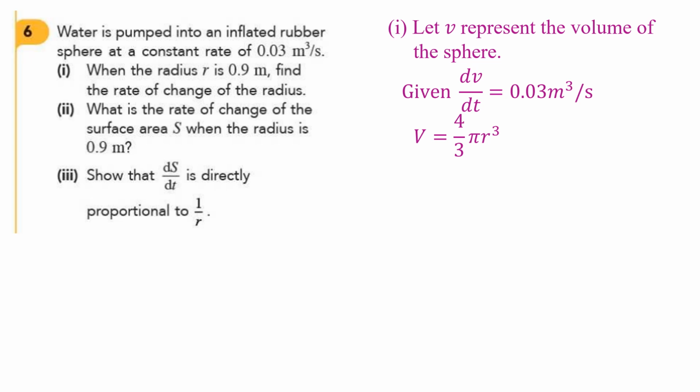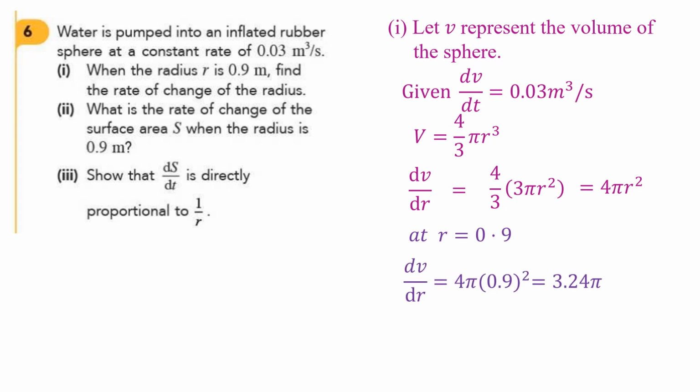And like what I've mentioned earlier on, this chapter is on differentiation. So we do a lot of differentiation. We keep differentiating using quotient rule, product rule, or power rule, or chain rule. So here it's easy. We just use power rule. We just find dV over dr. And then we're supposed to find the rate of change of the radius. So at r equals 0.9, plug it in to find your dV over dr, because we'll surely need to use that value. Keep that first.